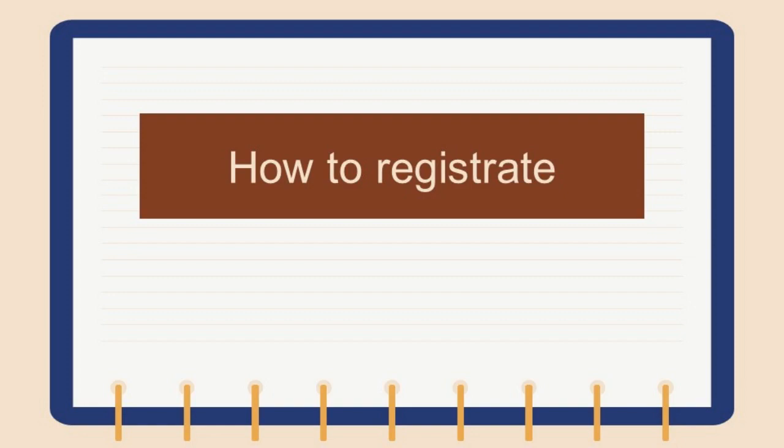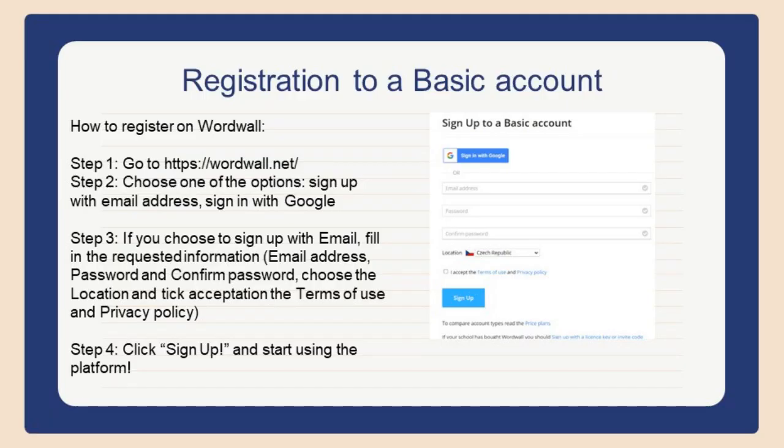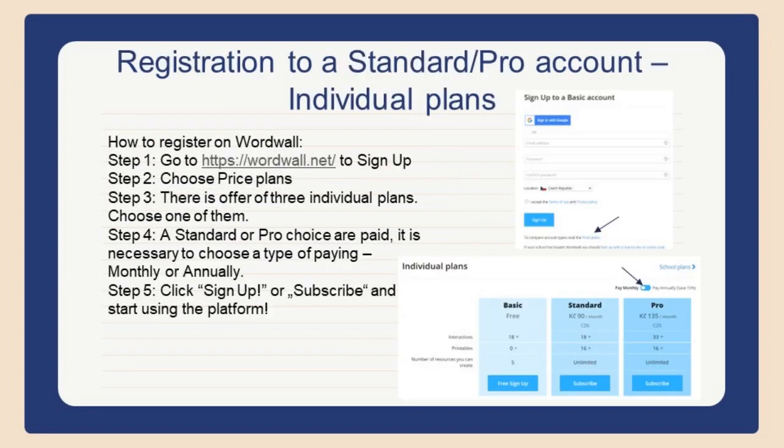How to register. First, go to wordwall.net and click on the Sign Up button. Then choose one of the following options: sign in with your email address or sign in with Google. If you register by email, please fill in the required information: email address, password, confirm your password, choose the location, and click Accept for the terms of use and privacy policy. Click on the button Sign Up.